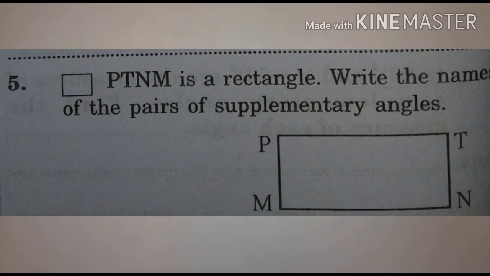PTNM is a rectangle. Write the names of the pairs of supplementary angles. Now, in the given rectangle, each angle of the rectangle is of measure 90 degree. The sum of the measures of supplementary angles is 180 degree. Now, we will write the pairs of supplementary angles.